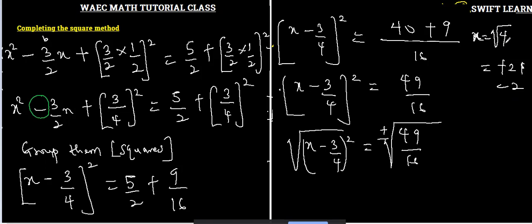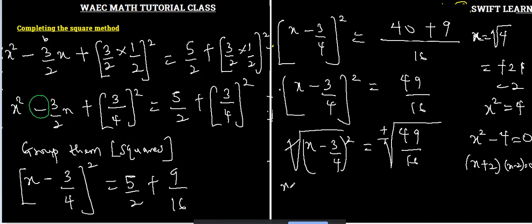And for you to say x equals root of 4, you are trying to say x squared equals 4. Another quadratic equation. If I bring it here, x squared minus 4 equals 0, and you know the drill. Once you have x squared minus 4, it means (x plus 2)(x minus 2) equals 0. So that's why you're always having two values. So once I do this, this will cancel this. I have x minus 3 over 4 equals plus or minus 7 over 4.